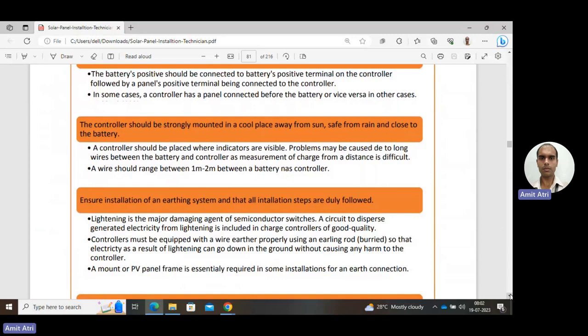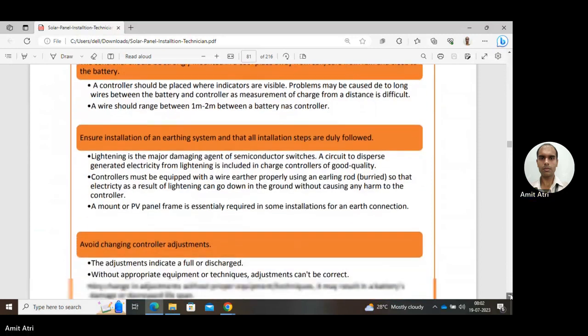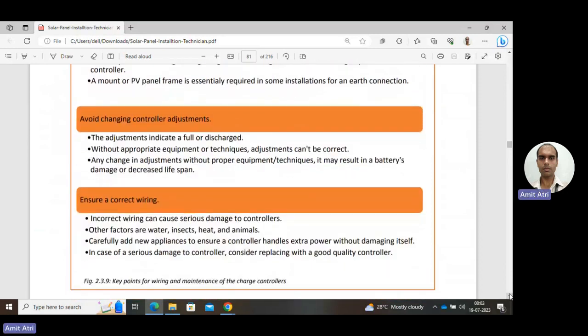A mount or PV panel frame is essentially required in some installations for an earth connection. Next is to avoid changing the controller adjustment, the full or discharge adjustment. Without appropriate equipment or techniques, the adjustment can't be correct, and any change may result in battery damage. If we manually adjust some setting that is not within the safe limit of the battery, that will damage the battery.